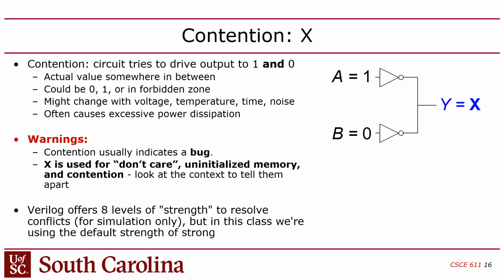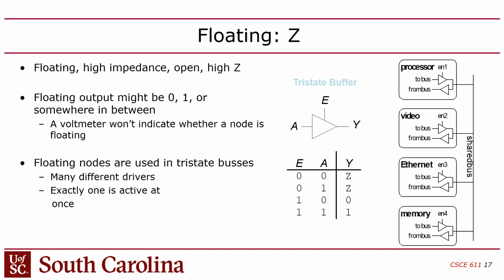So that's X. Another option is what happens if you're not double driving a wire, but nobody is driving the wire? What happens if you have a wire in your design that's not connected to any outputs? Well, then you get Z. Z stands for high impedance or tri-state. It means that you've got a wire, but it's floating. Again, if you measure the voltage of that, you'll get something in between 0 and your power supply voltage.